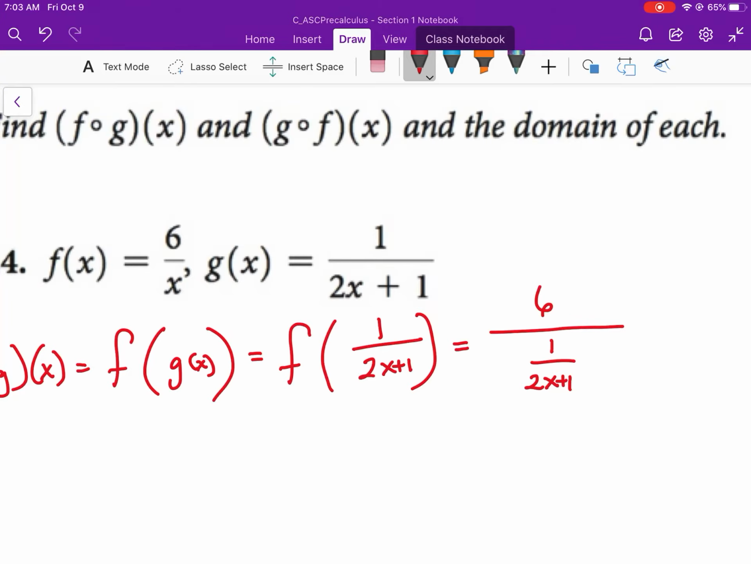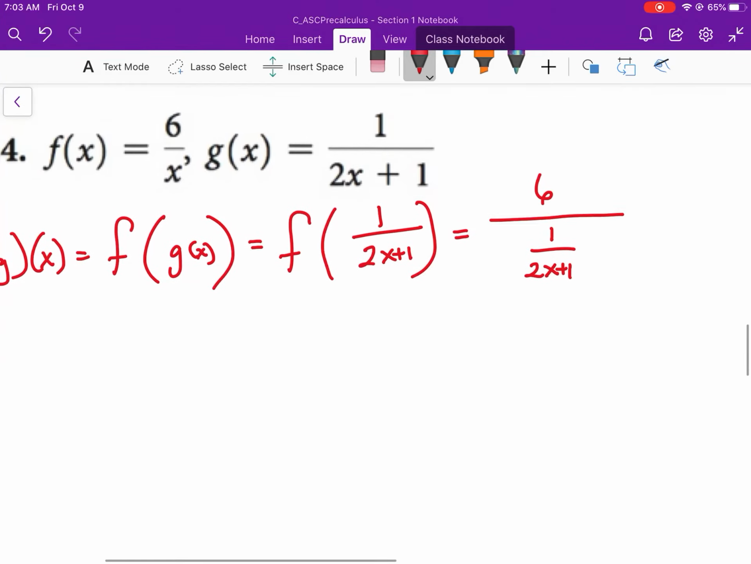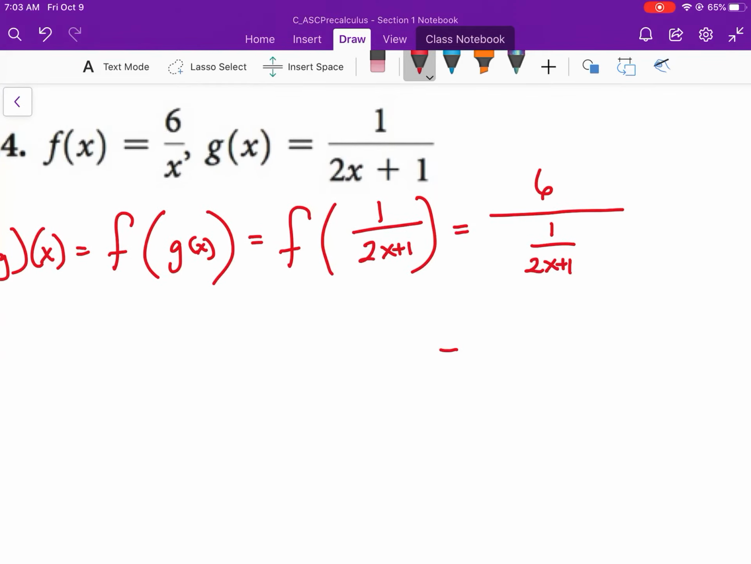So I say, oh, that's a mess. But I'm like, oh, I'm just dividing by a fraction. So that's the ever popular keep, change, flip, right? So it's 6 over 1 times, flip the bottom, 2x plus 1 over 1. So that becomes 6. Remember, fraction bars act like parentheses, so that's 12x plus 6.